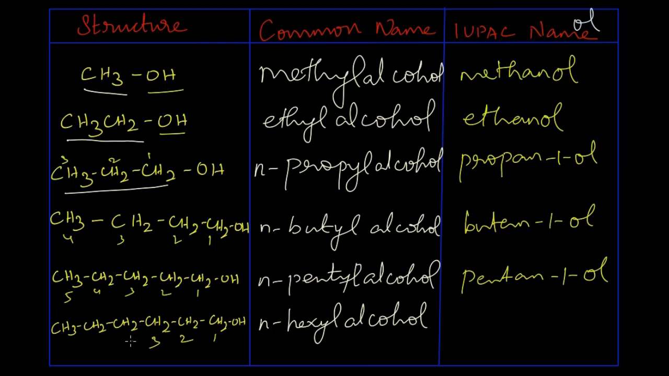And here 6 carbons. 1, 2, 3, 4, 5, 6 carbons are present in the straight chain, and to the first carbon the OH is attached. So 6 carbons means hexane. To the first carbon the OH group is attached. OH means the suffix should be "all". So hexan-1-ol is the IUPAC name of this compound.